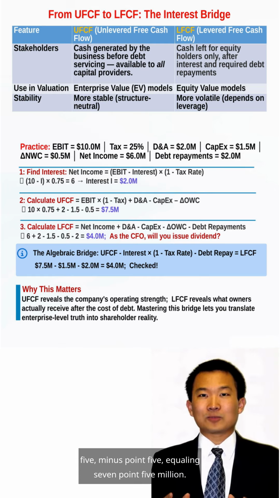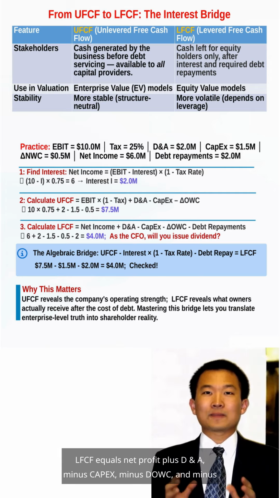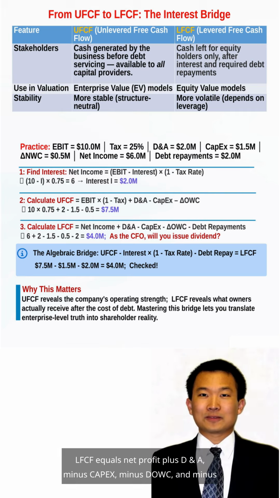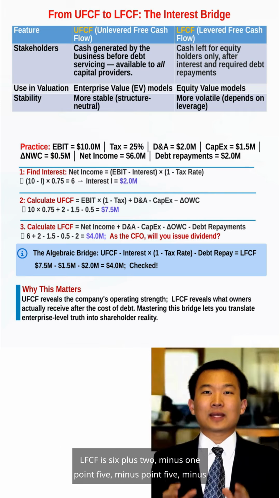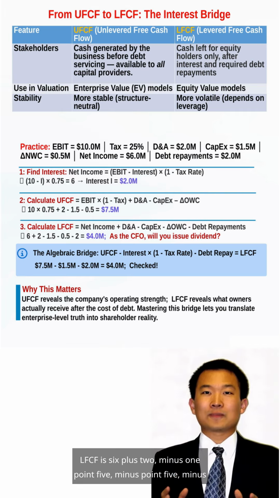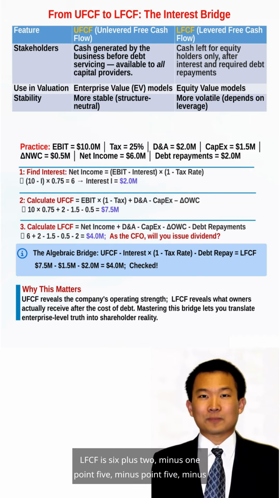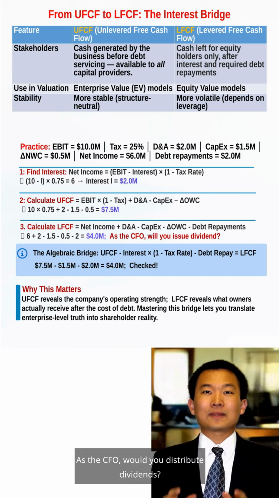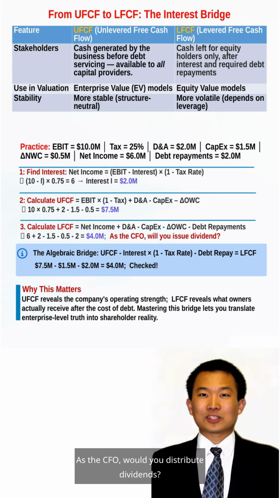LFCF equals net profit plus D&A, minus CAPEX, minus ΔOWC, and minus debt repayment. LFCF is 6 plus 2, minus 1.5, minus 0.5, minus 2, equaling 4 million. As the CFO, would you distribute dividends?